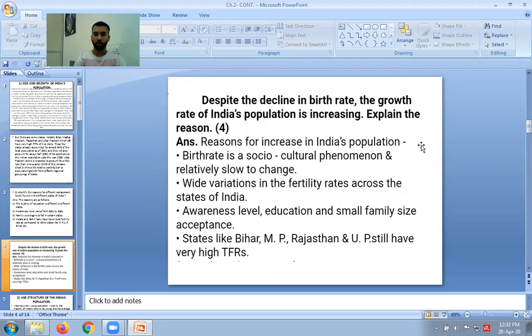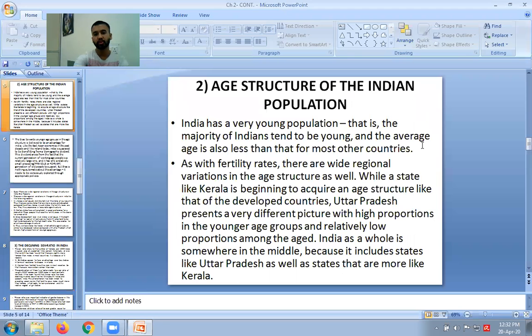Okay. So now I'm sure you have understood this topic, size and growth of India's population. Along with that, I've also discussed two important questions that more often than not come with this topic. All right. So now we're going to proceed to understand the second topic of today's class, that is age structure of Indian population.